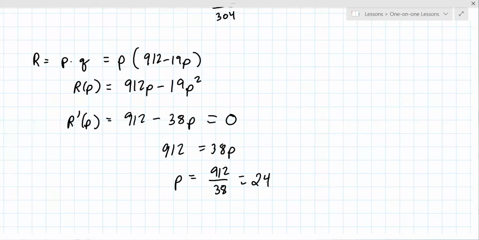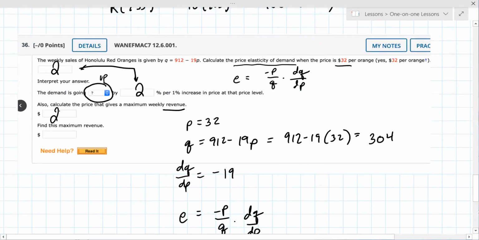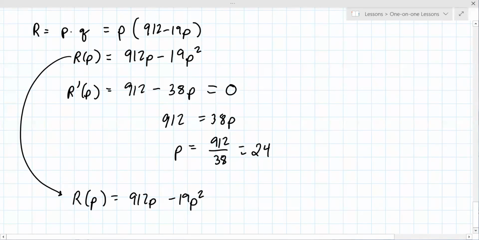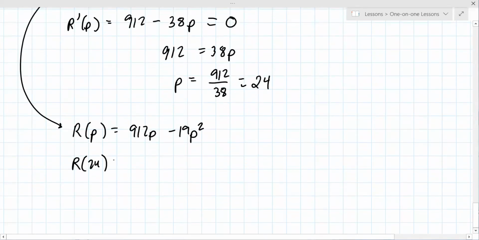Okay. So it's just like the previous problem. Price times quantity. You write that. Distribute in. Take a derivative. Solve it for P after setting it equal to 0. That's the price. That's the answer to part C. Okay. And then find the maximum revenue. You have to use the revenue function, which is this line down here. Revenue R(P) equals 912P minus 19P squared. R of 24 equals 912 times 24 minus 19 times 24 squared.